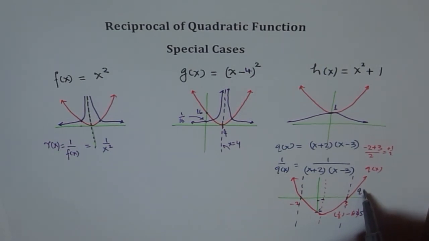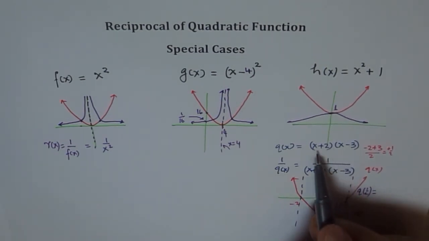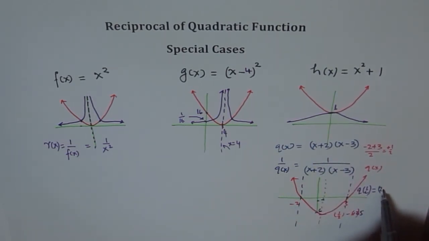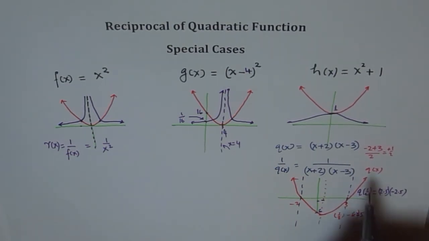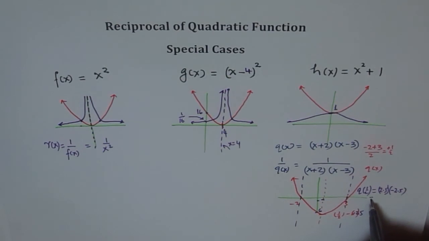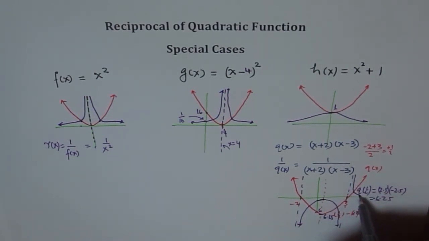So you say q of half equals, I'll put in here half, so 0.5, so it is 2.5 times minus 2.5, 0.5 minus 3, which is minus 6.25. So minus 6.25 will be this point. So this is 1 over 6.25 and this is 1 over 6, correct? So we have this kind of like this. Yeah. And here it will be something like this.